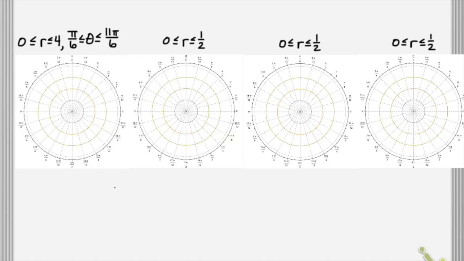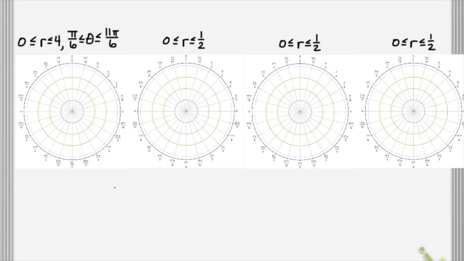So in the second, third, and fourth picture, we are asked to graph the region where r is between 0 and 1/2. And what I notice is that there's no restriction on theta, which means we can have any possible angle we want. Now, when I look at this picture, I see that I have some concentric circles. The blue concentric circle toward the middle is our radius of 1. The orange is our radius of 2. The green is radius 3, and the gray is radius 4.